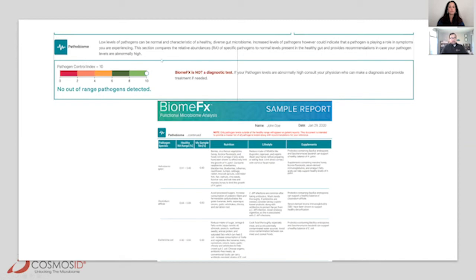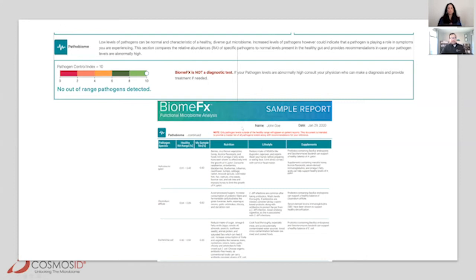If you look at the rest of their first page of their data, they had pretty high alpha diversity with respect to where the U.S. healthy population is. Their beta diversity is right in the cluster where the healthy population is. Their resistome was a little bit weak, and I'll talk about what that means, but their pathogen control index is really high, meaning they actually have really good, strong commensals that seem to be controlling pathogens, and none of the pathogens that we test for are actually out of range, right?